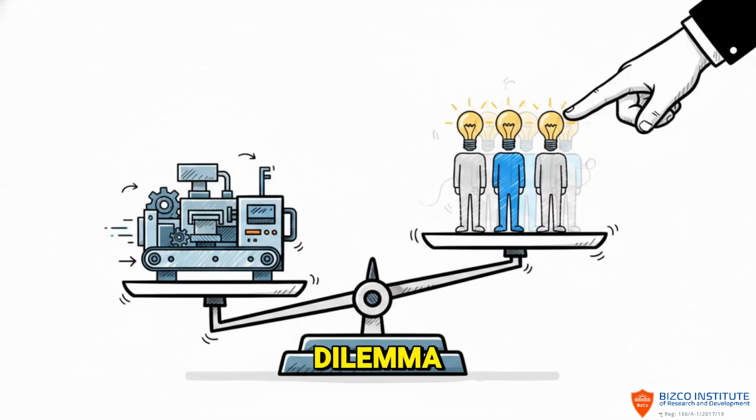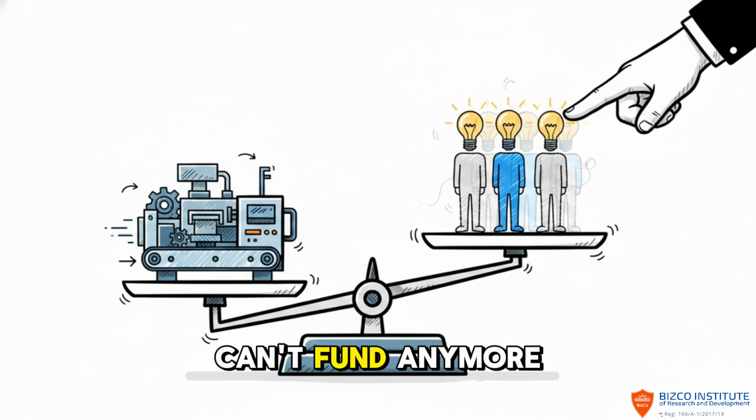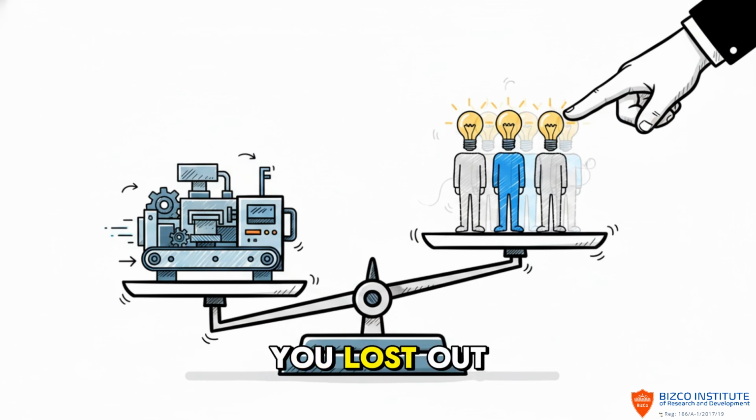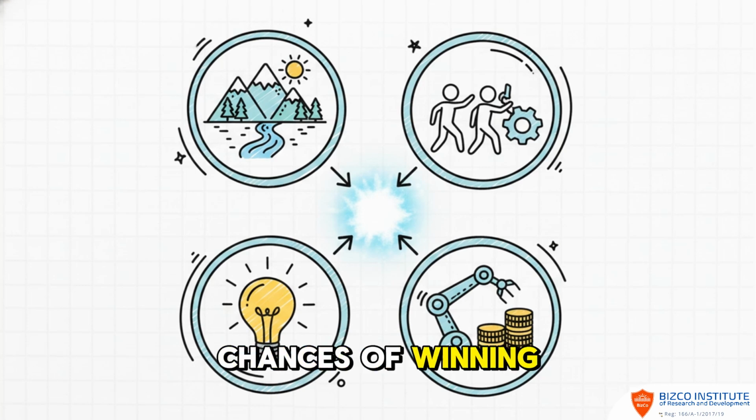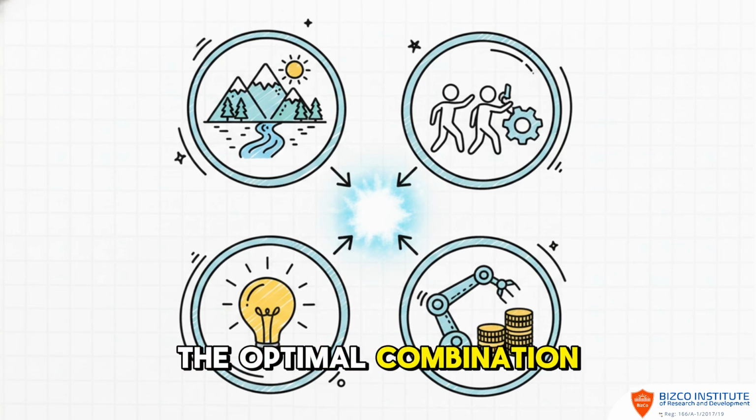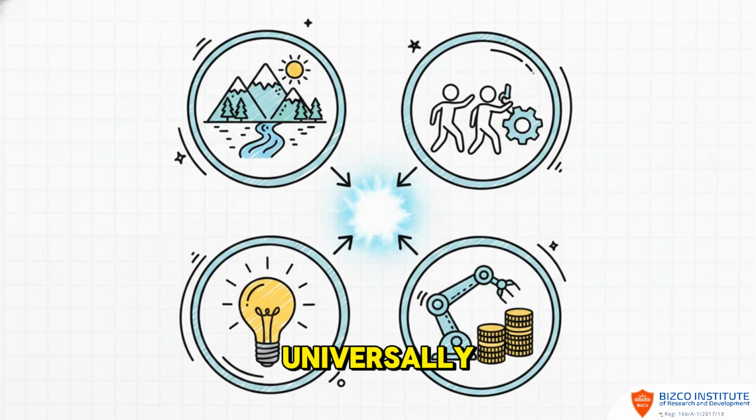Let's look back at our earlier dilemma, mapped out here as choice A versus choice B. If you decide to spend your limited funds on choice A, that shiny new machinery, well, your opportunity cost is choice B. It's the staff training program that you simply can't fund anymore. You gained the machine, sure, but you lost out on upgrading the skills of your workforce. So the real trick here is that to minimize those opportunity costs and maximize your chances of winning, you've got to master the optimal combination of 4 essential inputs. Universally, these are known as the factors of production: land, labor, capital, and enterprise. Let's unpack each of these, starting with the first one.